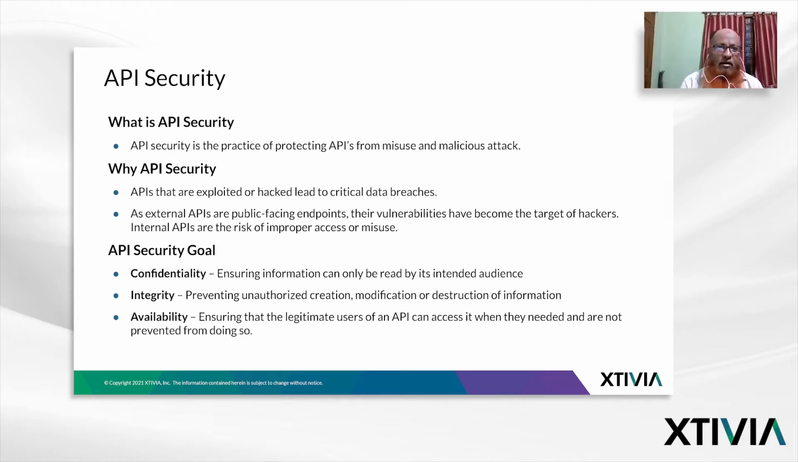Well, that's fine. We have a security goal actually to implement the security. There are various standards available. There is one common standard that will be used, that is called the CIA triad. CIA triad means confidentiality, integrity, and availability. So what is confidentiality? It is nothing but ensuring information can only be read by its intended audience only. And integrity means preventing the unauthorized creation, modification, or destruction of information.